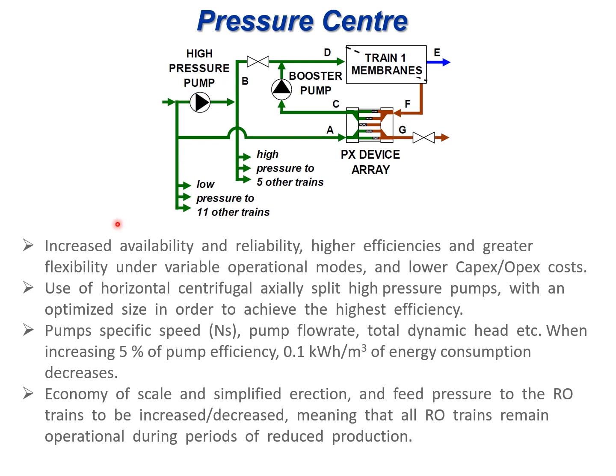And for this pump, in general, we utilize the horizontal centrifugal axial split high pressure pump with the optimized size in order to achieve the highest efficiency. When you have a bigger pump, the pump efficiency is higher, so when you increase the pump efficiency by 5%, we can save around 0.1 kilowatt hour per cubic meter. So this is the economy of scale and simplified erection, and the feed pressure to the RO train can be increased and decreased, meaning that all RO trains remain operational during periods of reduced demand.